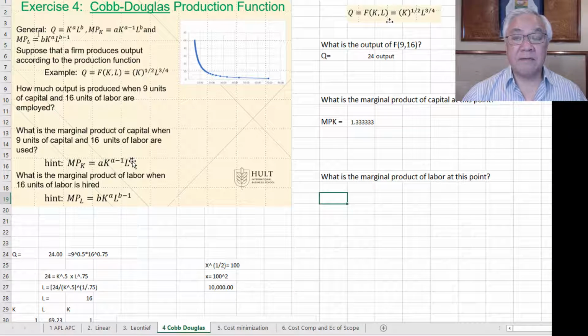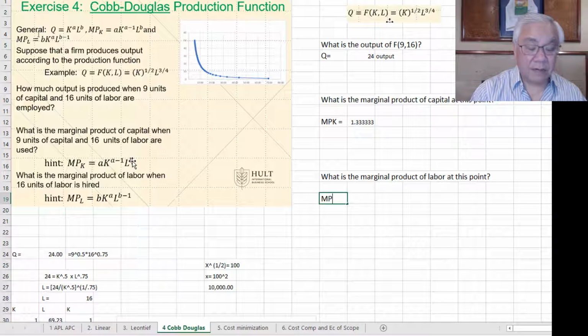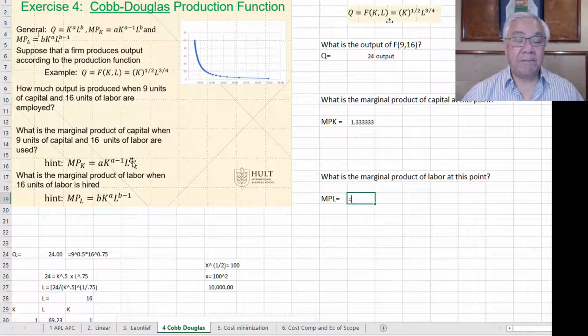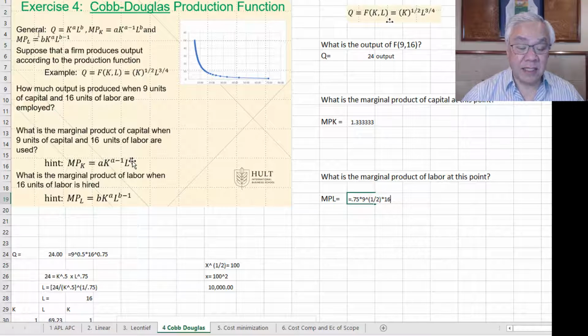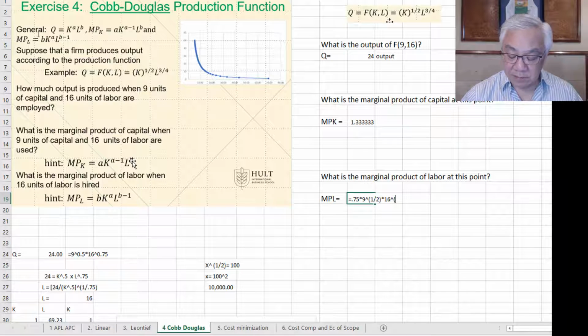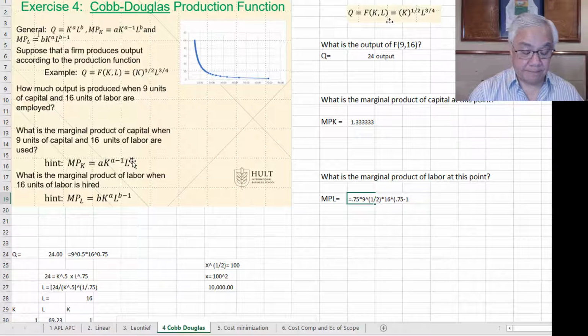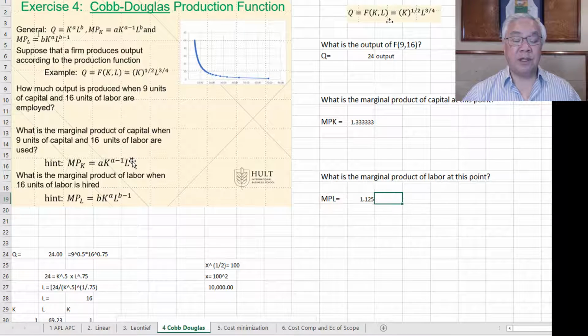Next, what is the marginal product of labor? So marginal product of labor equals, we'll take beta, in this case 3/4, 0.75, times K, which is 9, raised to the power of A, which is 1/2, 1 divided by 2, times labor, which is 16, raised to the power of beta, which is 3/4, 0.75, minus 1. And that answer is 1.125.